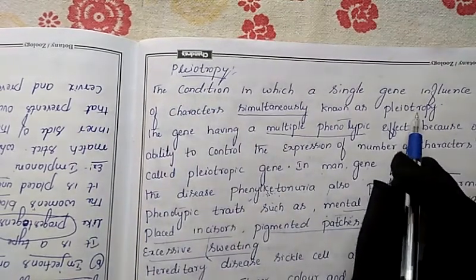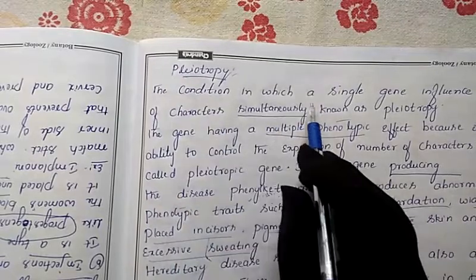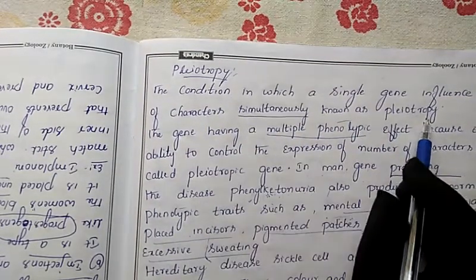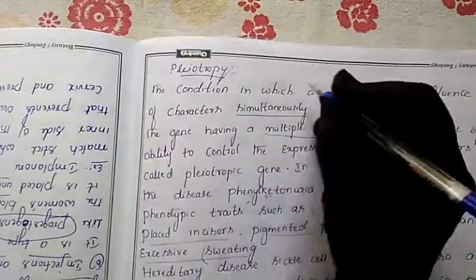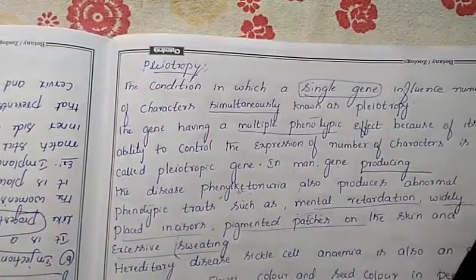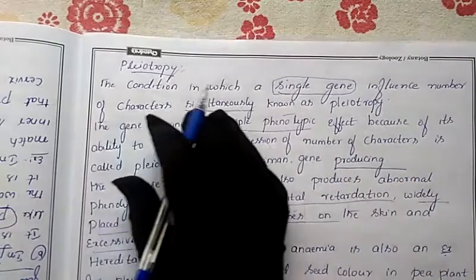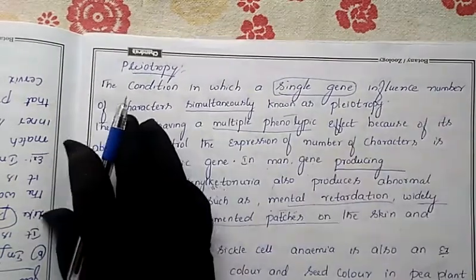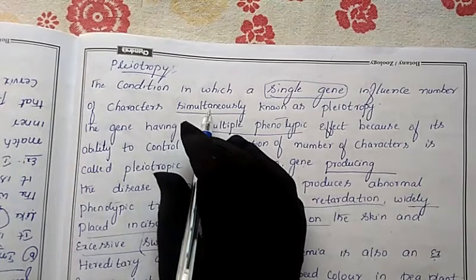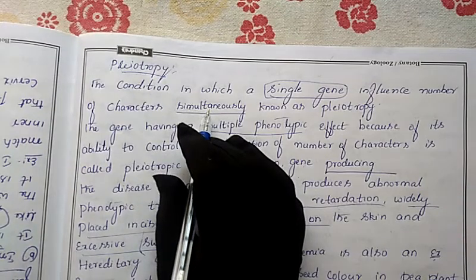What is the definition of pleiotropy? It is the condition in which a single gene influences a number of characters simultaneously. Just now I said, a single gene influences, it performs a number of characters. It performs them simultaneously, at a time.